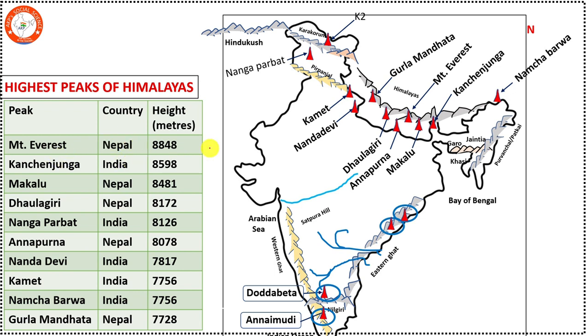Mount Everest in Nepal, its height is 8,848 meters. Kanchenjunga in India, 8,598 meters. Makalu in Nepal, its height is 8,481. Dhaulagiri in Nepal, its height is 8,172. Nanga Parbat in India, its height is 8,126 meters. Annapurna in Nepal, its height is 8,078 meters. Nanda Devi in India, its height is 7,817. Kamet in India, height is 7,756. Namcha Barwa in India, its height is 7,756. Gurla Mandhata is in Nepal, its height is 7,728.